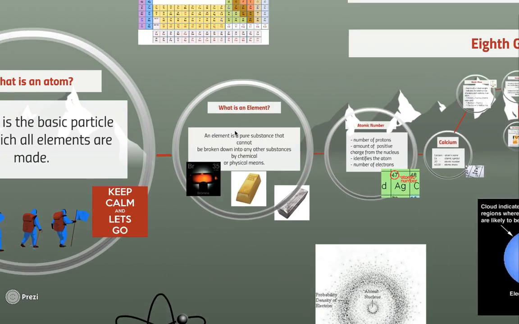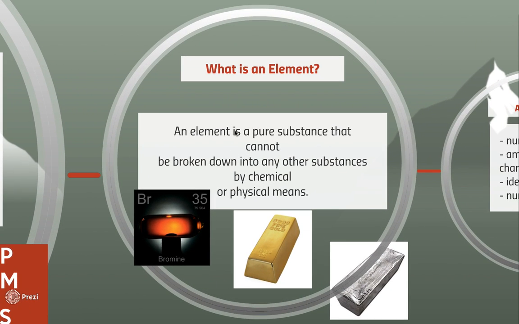Okay, so what is an element? An element is a pure substance that cannot be broken down into any other substances by chemical or physical means. Typically when we think of an element, we think of a group of the same kind of atom.